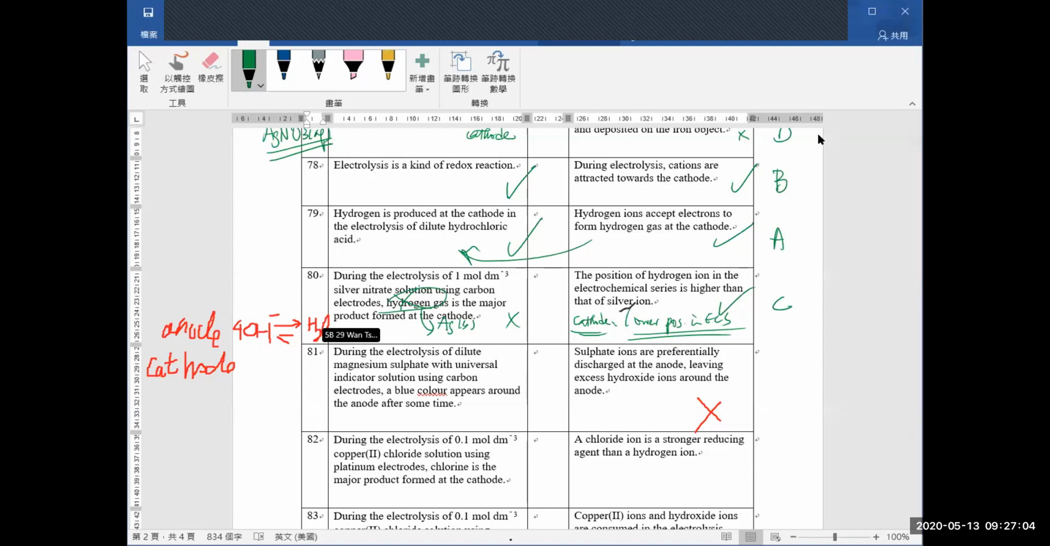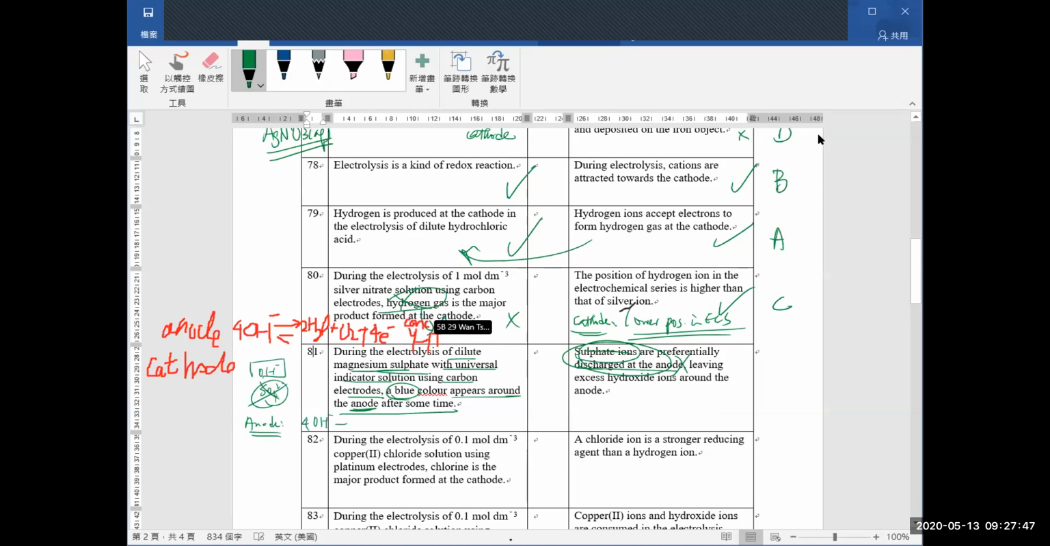During the electrolysis of dilute magnesium sulfate with a universal indicator using carbon electrodes, a blue color appears around the anode after some time. Sulfate ions preferentially discharge at the anode. Of course, this statement is not correct, right? Remember the term sulfate? No, they would not be preferentially discharged. So what happens at the anode? First of all, focus on the anode only. Two ions: hydroxide and sulfate. Sulfate would not win, only hydroxide.